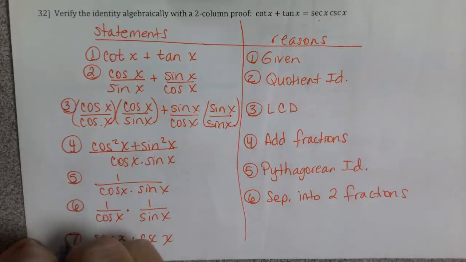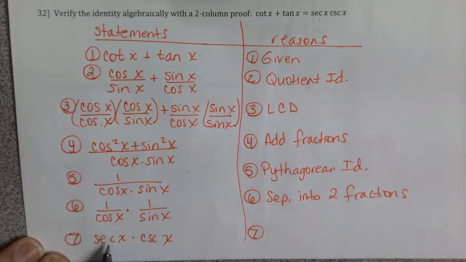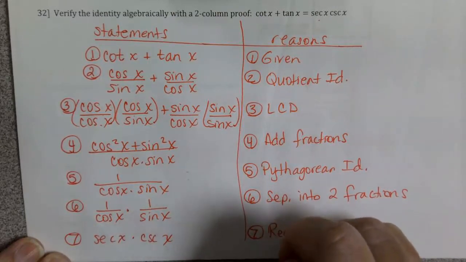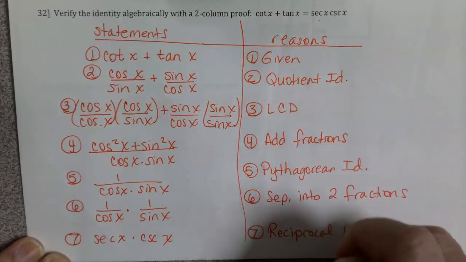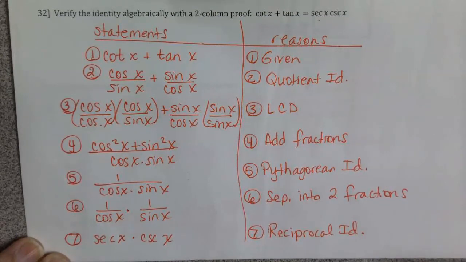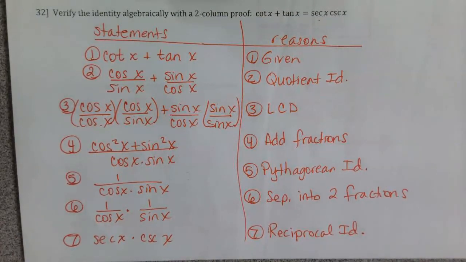And that brings me down to what I wanted, which was secant of x times cosecant of x using reciprocal identities. 1 over cosine equals secant, and 1 over sine equals cosecant. So my reason for my last step is reciprocal identities. And then we verified that identity.